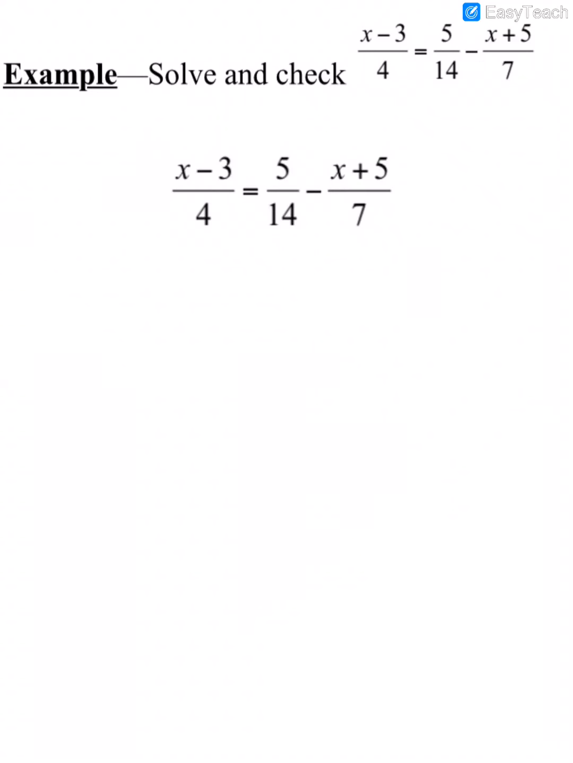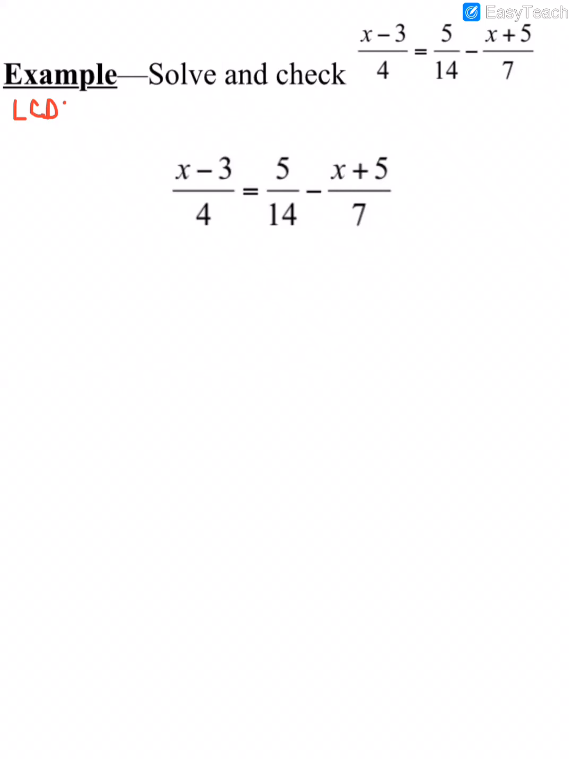Alright, so here's an example. The first thing that we need to do is multiply everything in the equation by the least common denominator. So if we look at all three terms and determine what the least common denominator is, the least common denominator between 4, 14, and 7 would be 28.